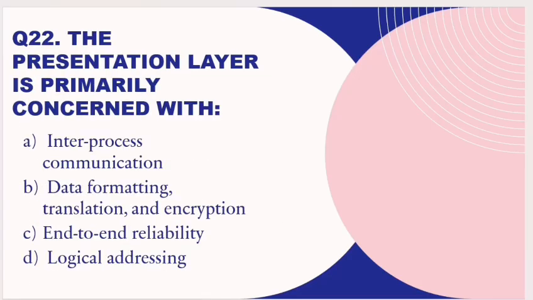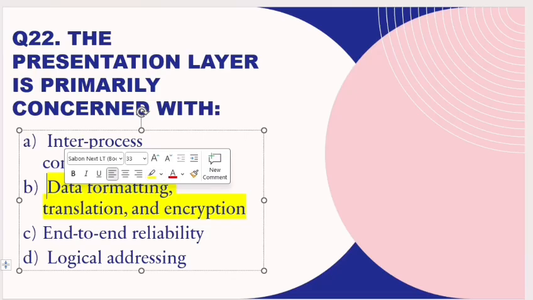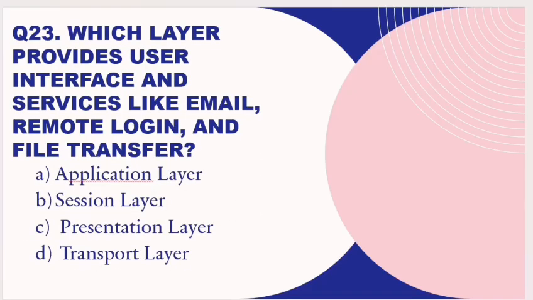The presentation layer is primarily concerned with option A, inter-process communication. Option B, data formatting, translation, and encryption. Option C, end-to-end readability. Option D, logical addressing. I hope you all have guessed the answer right. So the correct answer for this question is data formatting, translation, and encryption, which is option B. Moving on to question number 23.